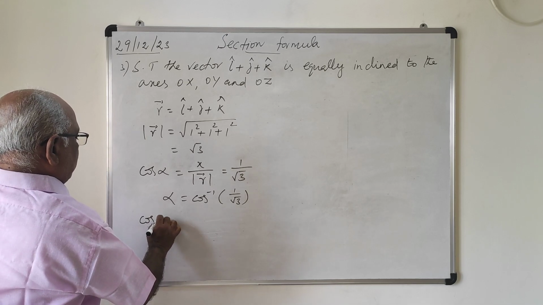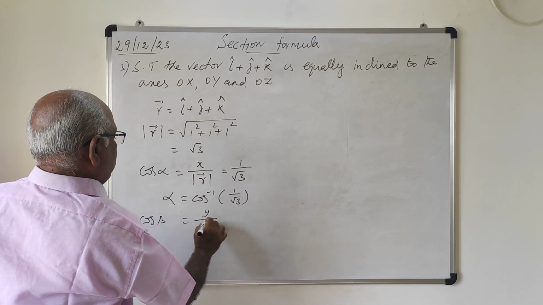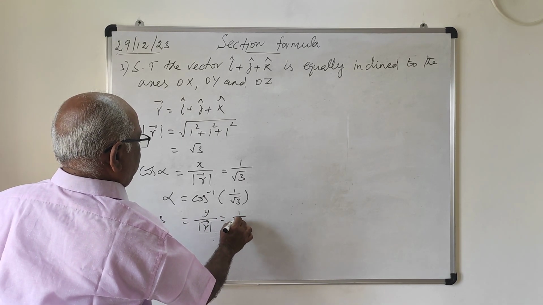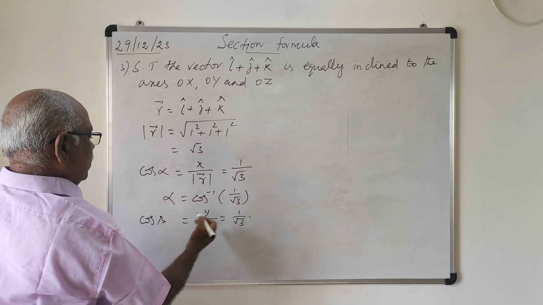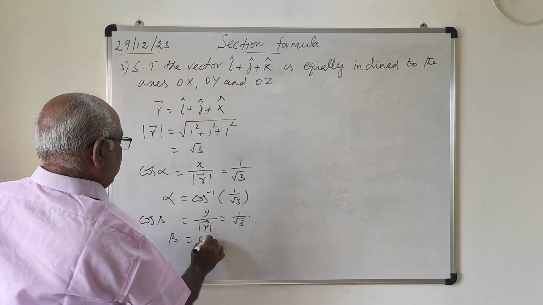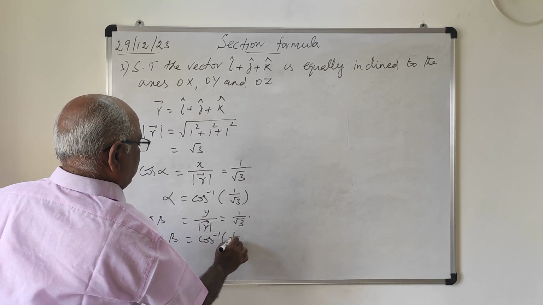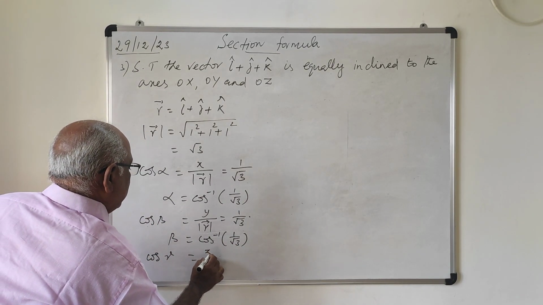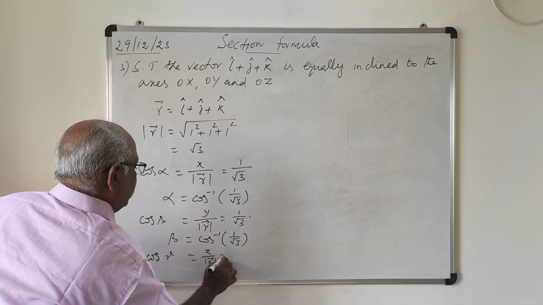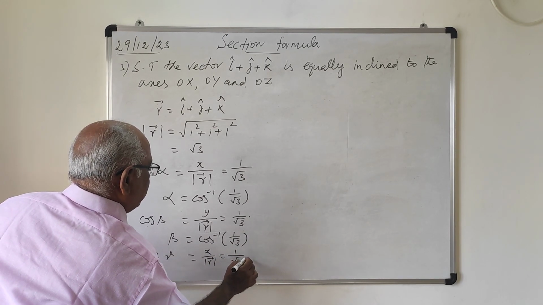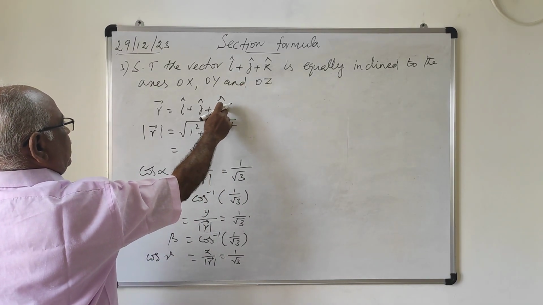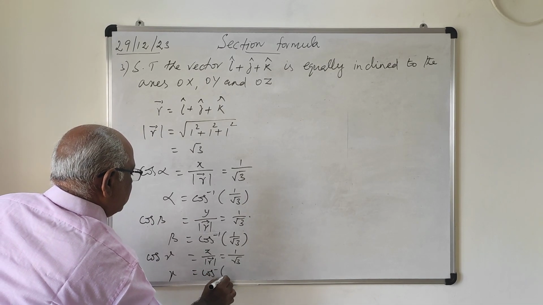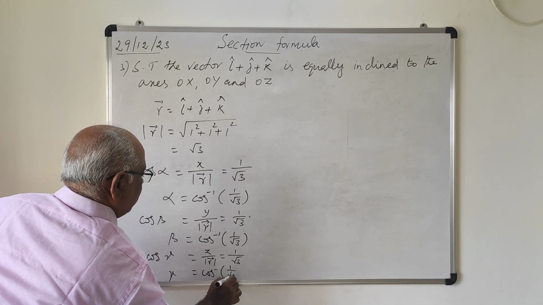Similarly, cos beta is y by mod r, the modulus of r. Y is 1, so cos beta is 1 by root 3, therefore beta equals cos inverse of 1 by root 3. Similarly, cos gamma equals z by mod r. Z is also 1, the k coordinate z is 1, so cos gamma is 1 by root 3, and gamma equals cos inverse of 1 by root 3.